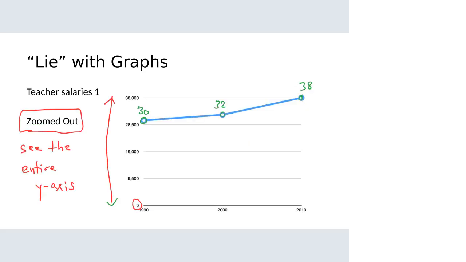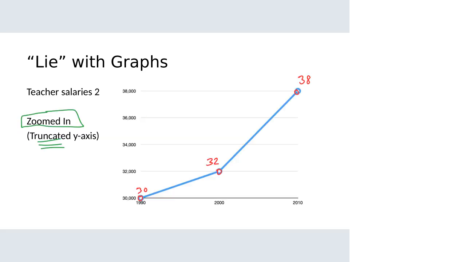If it's 2011 and you're the teachers, you want this graph in the newspaper because you want to say, look at this. Our salaries have been flat for 20 years. We're in desperate need of a raise. If you're on the school board, you want this graph in the newspaper because you want to say, well, look at this. We gave them a salary raise here, and then we gave them a huge raise between 2000 and 2010. They don't need a raise. The salaries have gone up like crazy. It's the exact same data.